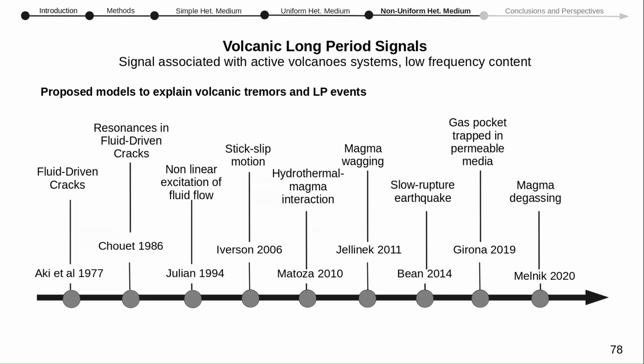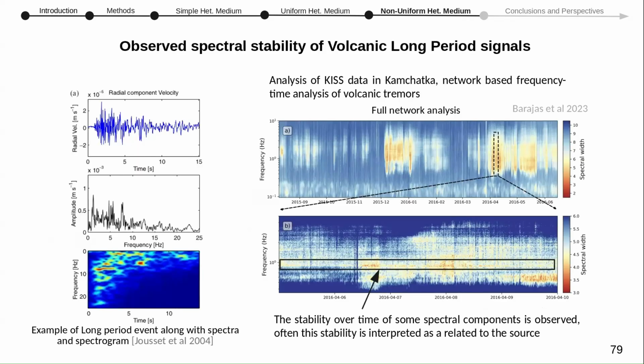In this case, what we want to do is not to provide an additional model, but to focus on a specific feature, which has often been observed in many of the studies that I cited before: the fact that some frequency components seem to be stable over time. I'm showing, on the right, an example of a volcanic long period signal. Then we can see the spectrum in the center panel, where there are some clear peaks, and the spectrogram in the bottom panel. Then on the right, I'm showing a full network analysis from Barajas, in which it is shown that, at least for some days, there is a spectral consistency of some spectral components.